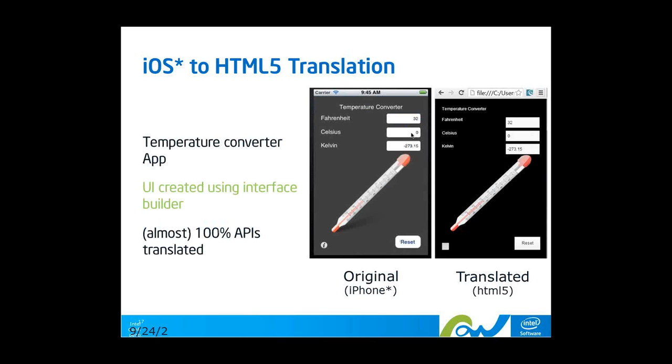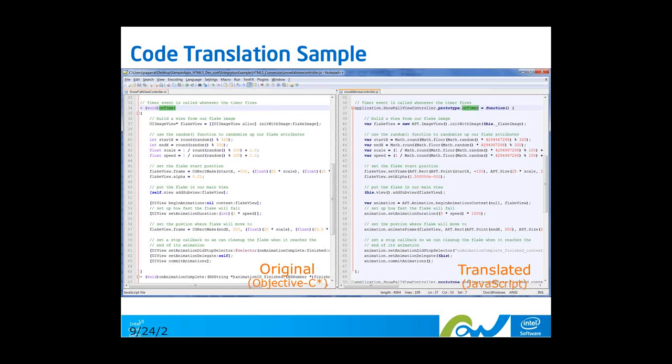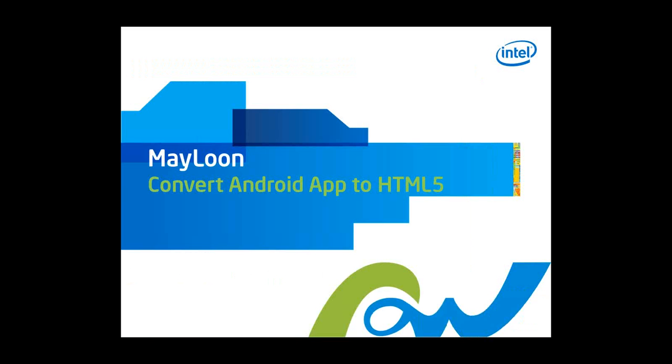into the HTML file. If you look at the sample, how my code looks like, comparing Objective-C and JavaScript. The slides are available for you. Maybe you can look closely when you get the slides. Here, instead of int startX, when I come to HTML5, it's var startX. And instead of calling the function round, it calls Math.round. All those minute details.